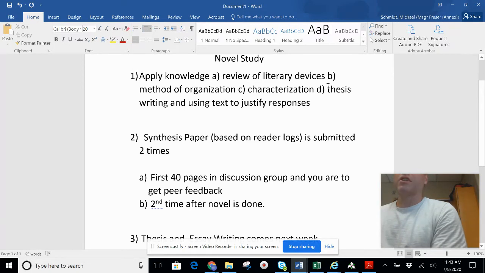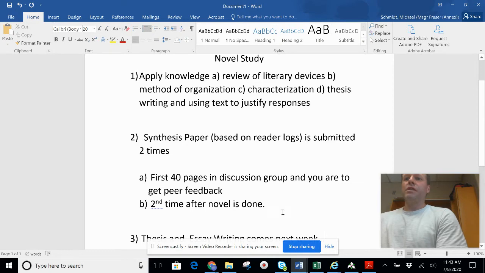So you'll notice in all the questions, they ask you to identify the thesis. They ask you to use textual support to justify your responses. Most of this is probably a review. If it's not, you've had two opportunities in the Sojourners and then the BuzzFeed piece to sharpen those skills. Okay. So now we're moving on to the novel study. You will continue to apply that knowledge.